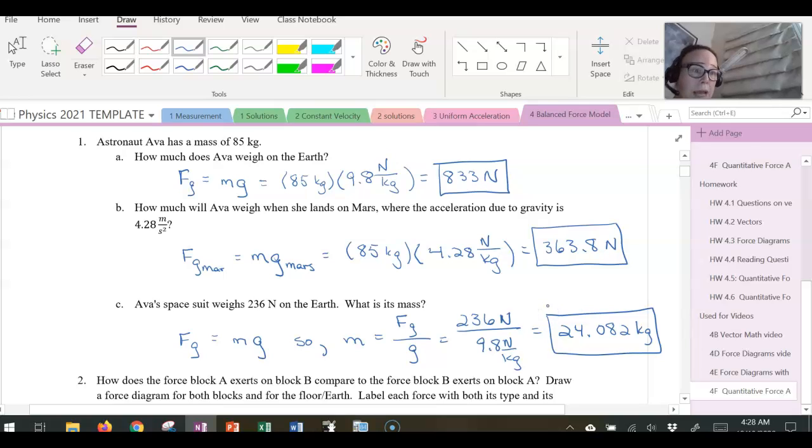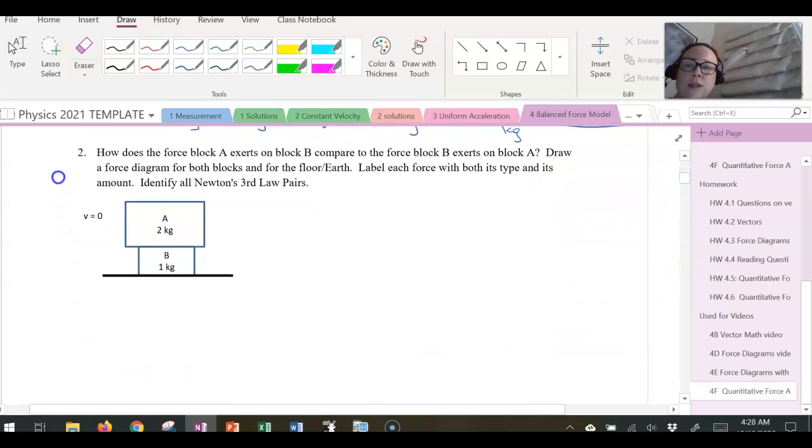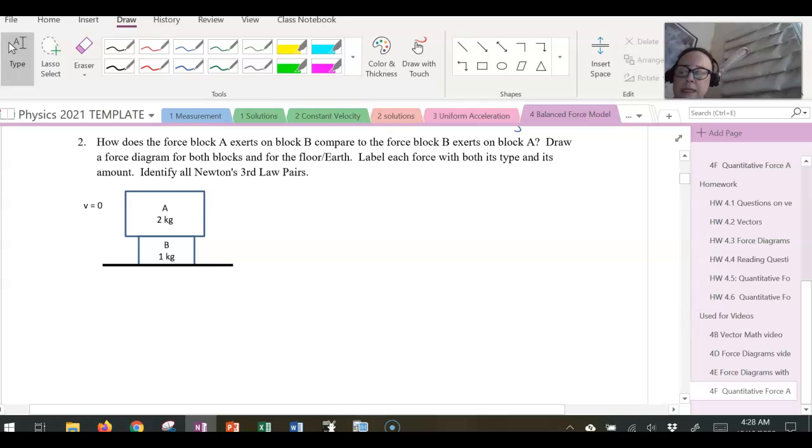Okay, so now we're able to calculate the force of gravity, or the weight of something. Let's look at this next example. Here we've got two blocks that are stacked on top of each other. They are motionless, right? They're not moving. They're just sitting there on the ground, I guess. And it's asking us to make force diagrams for both blocks and also for the Earth.